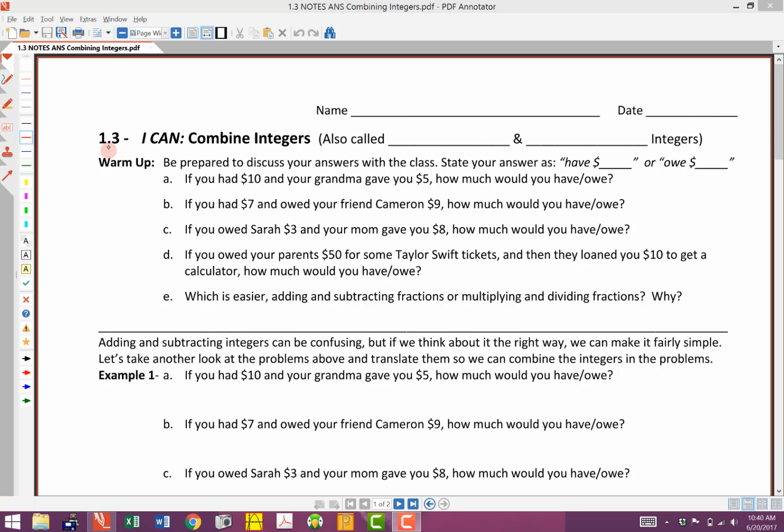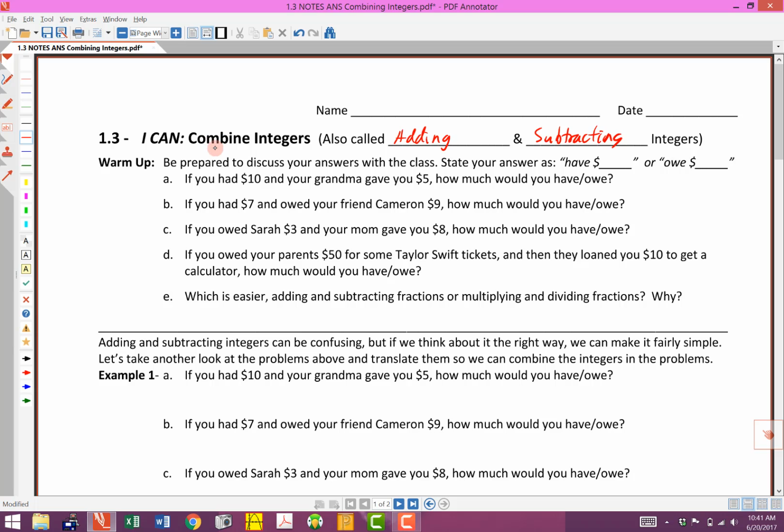We're now in section 1.3, and the I can statement for today is I can combine integers. And we've talked over and over again about what integers are, so we should be clear on that. Don't forget that. But when we say the word combine integers, that really covers two things. Some people will call this adding and subtracting integers. We're not going to make a huge differentiation between the two of those things, and you'll see why.